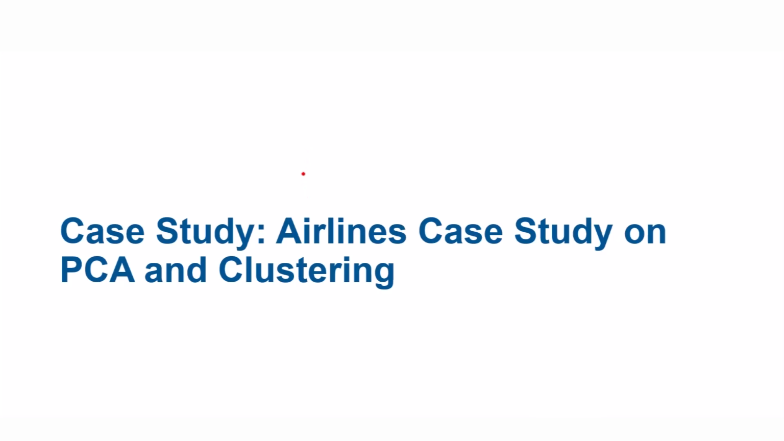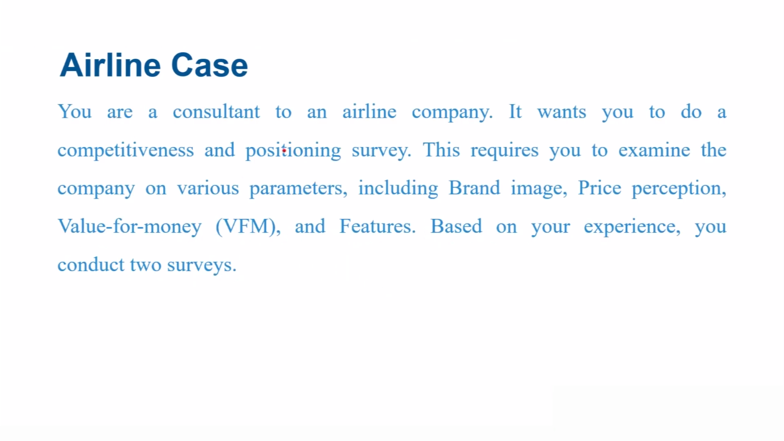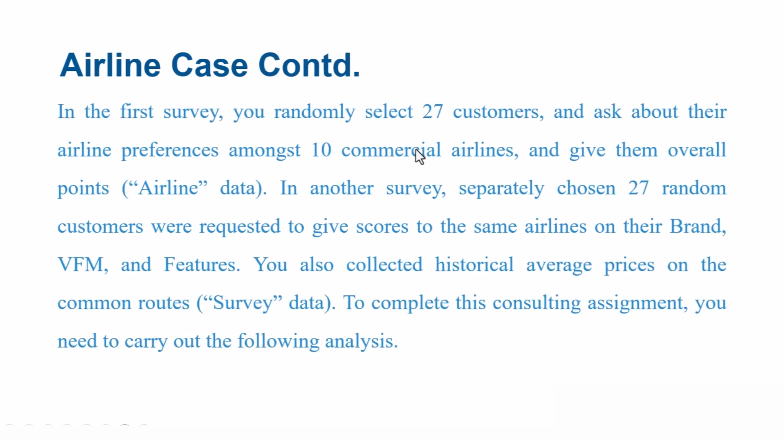In this video, we'll introduce the airlines case study on principal component analysis and clustering. To begin with the case, you're a consultant to an airline company. It wants you to do a competitiveness and positioning survey. This requires you to examine the company on various parameters, including brand image, price perception, value for money, and features. Based on your experience, you conduct 2 surveys.